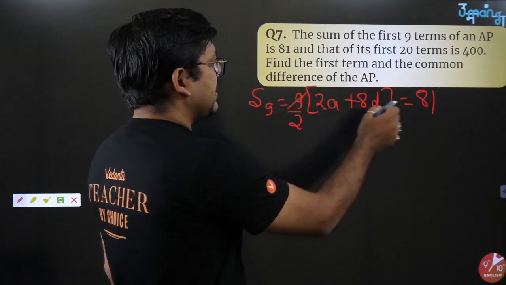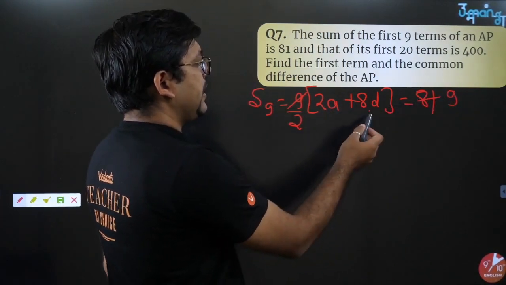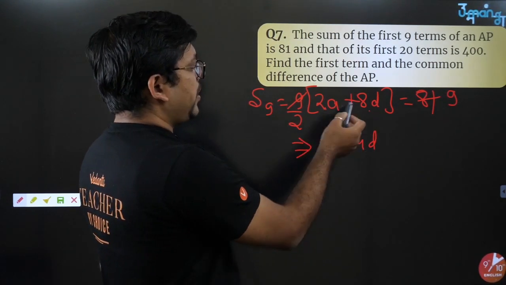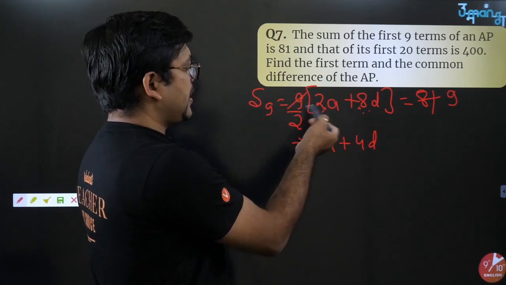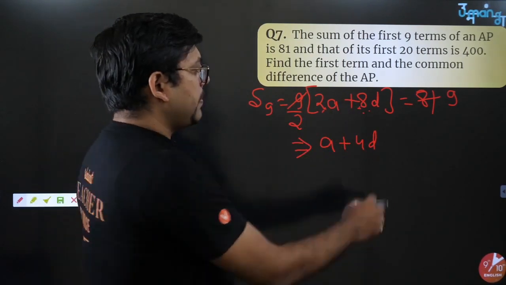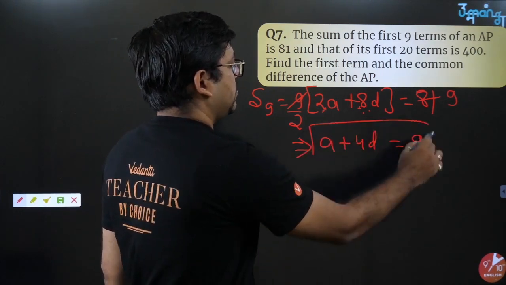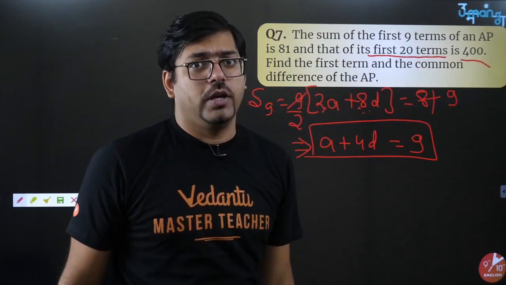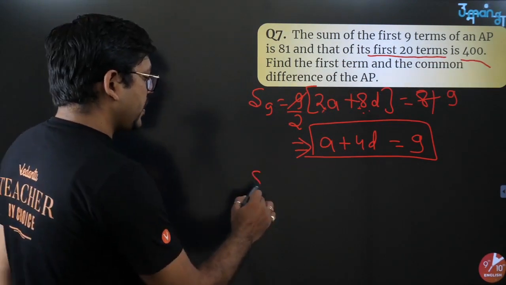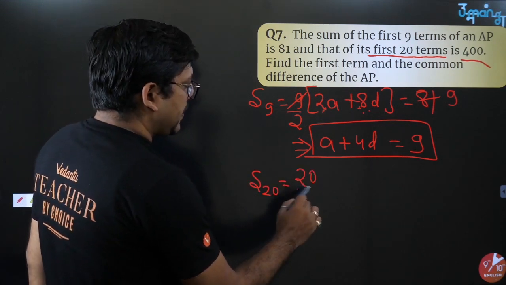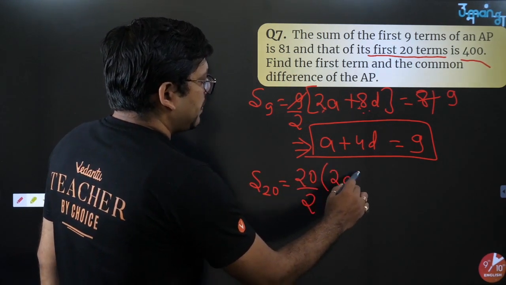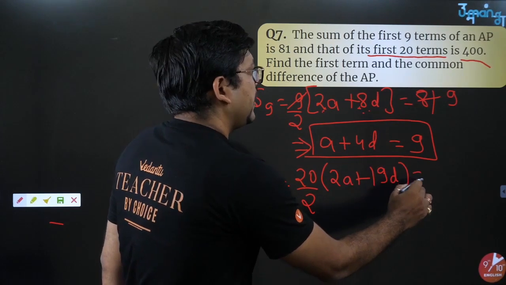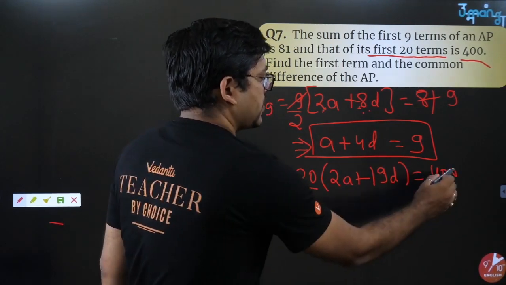If you solve it, 9 will cancel into 81 nine times, and we have 2a plus 8d divided by 2. From here you will get 2 common, and that 2 will get cancelled by the denominator. So a plus 4d is equal to 9. That is the first equation. Next, the sum of its first 20 terms is 400. So for the sum of first 20 terms, we write S20, which is again 20 by 2 into 2a plus (20 minus 1) into d, that is 19d, equal to 400.